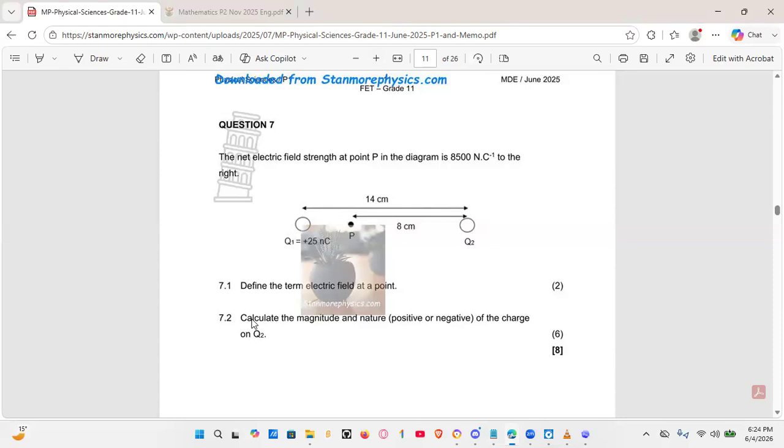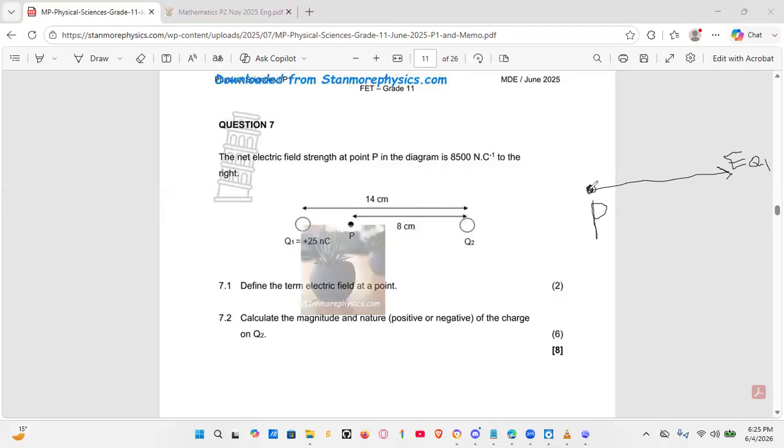So here they tell us the net electric field strength at point P is 800 to the right. That's important. So here's P. P will be pushed by Q1. So we don't label it as F anymore. We label it as electric field strength. So E of Q1 will be pushed in that direction by E of Q1.